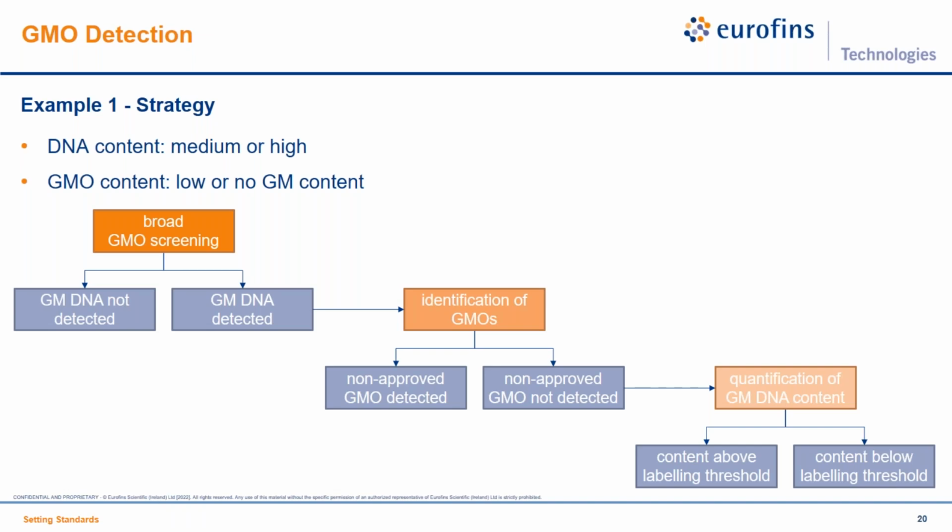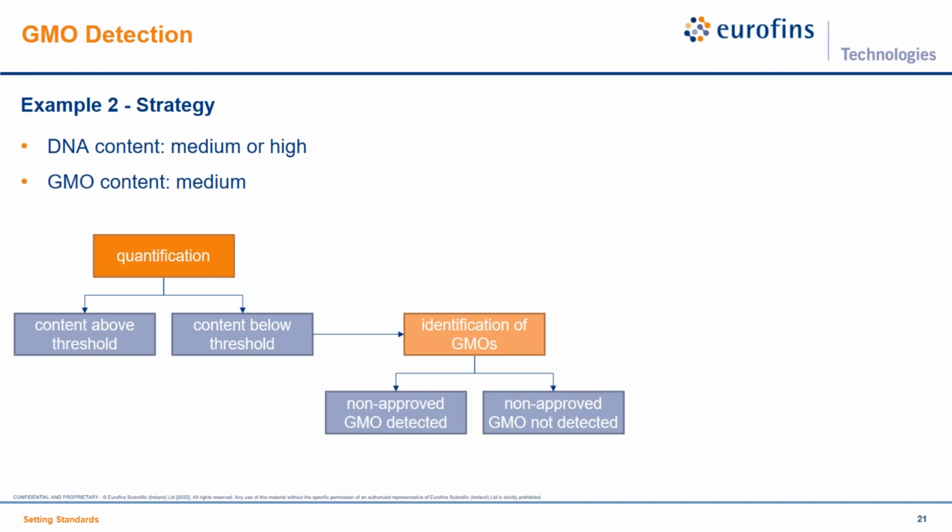So let's have a look at example 2. If you have a medium or high DNA content and a medium GMO content, it might be a good idea to start with the quantification so that you get in the first analytical step information about the threshold or about the content of the GMO in the sample. You can start with the screening quantification, with your screening targets, or specific quantification.